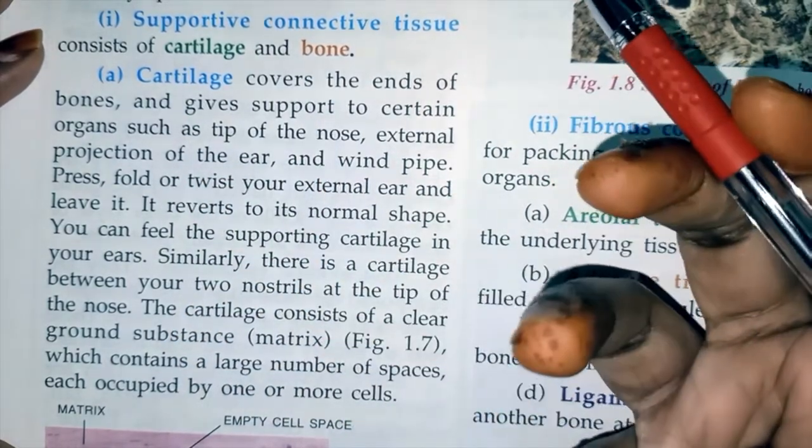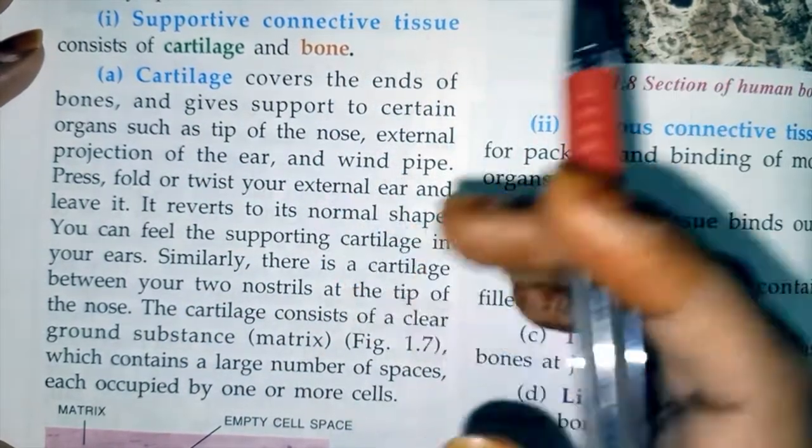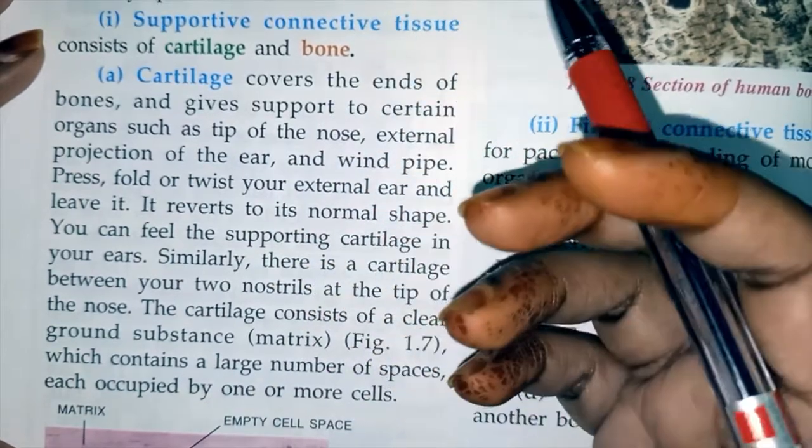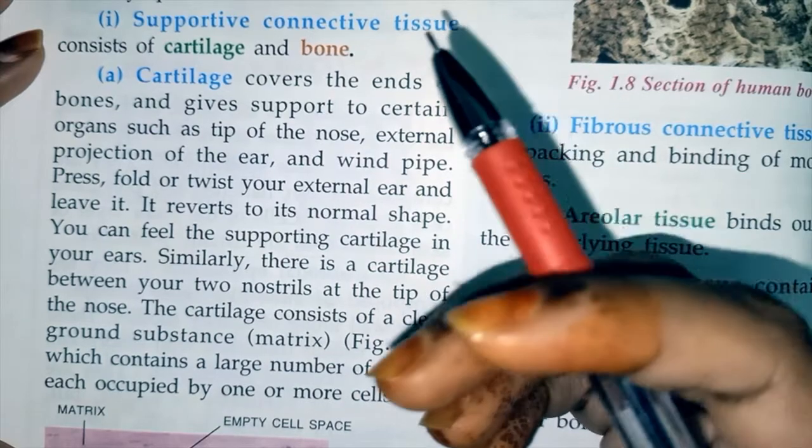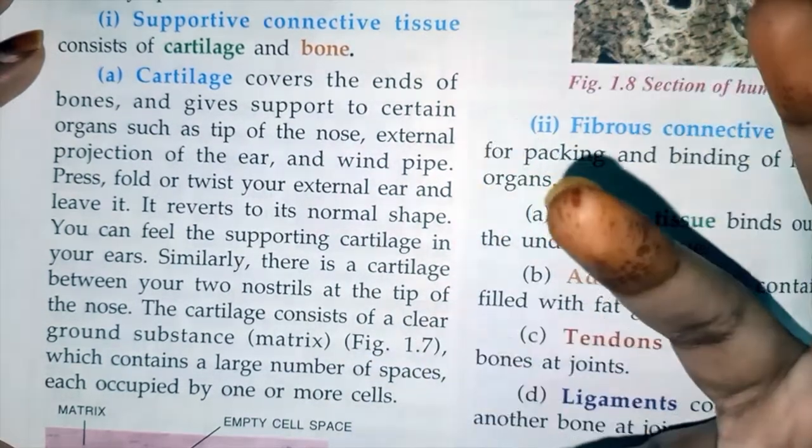What is bone? As we all know, bone is the hard material present in our body. If you touch your hand, you will feel it is hard. There is a hardening, that is a bone. Bones are present in our body.